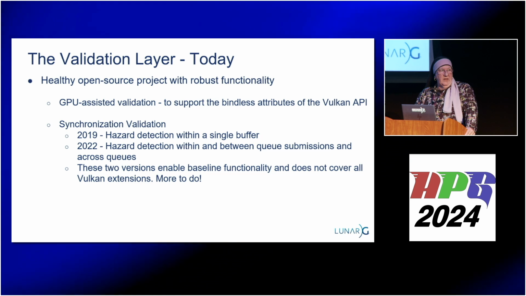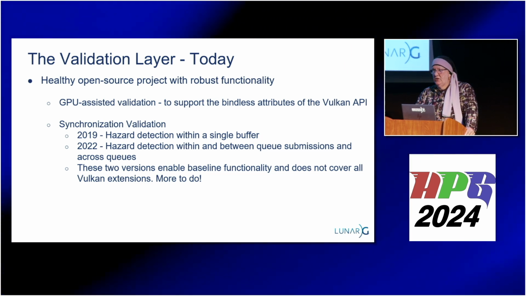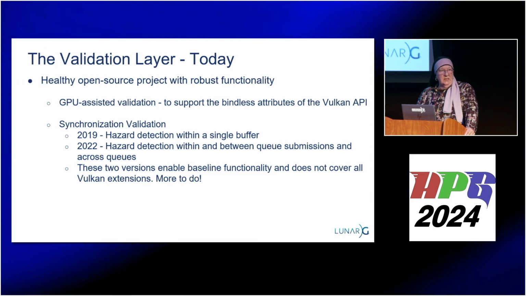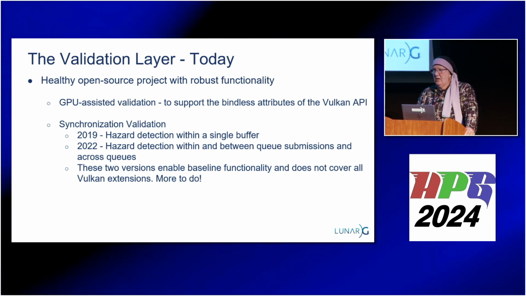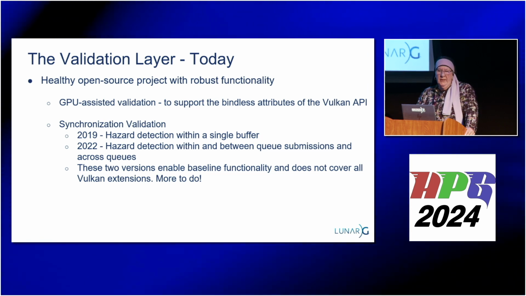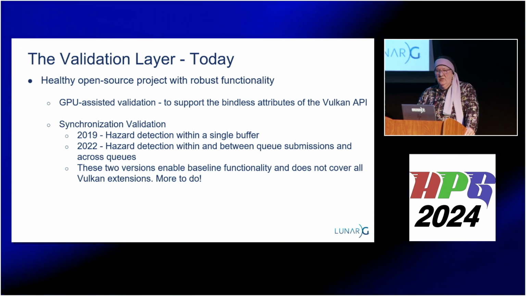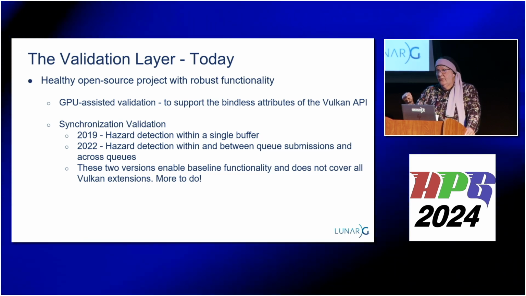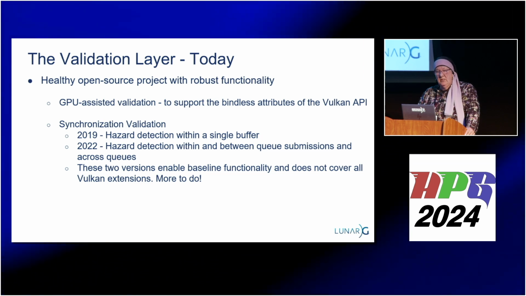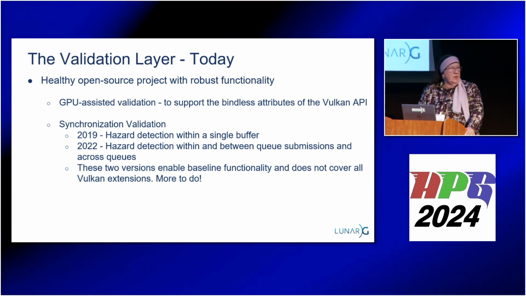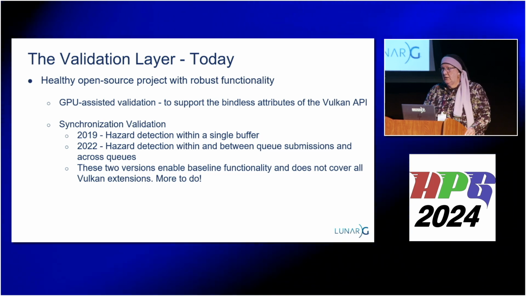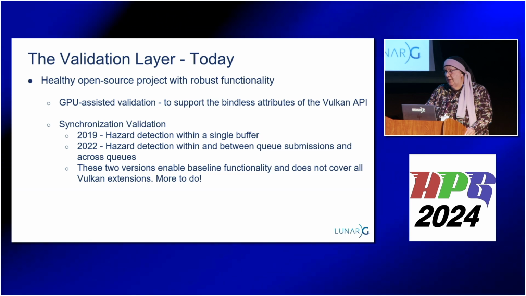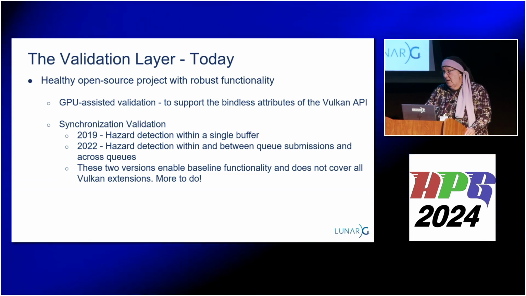The first launch of the validation layers had no synchronization validation. The Vulkan synchronization API was totally invalidated. We didn't release the first version of it until 2019, and that only detected hazards within a single buffer. Then in 2022, hazard detection within and between queue submissions and across queues was added. Let me tell you, the very first one, you think pretty simple, hazard detection within a single buffer. That was 18 man-months of effort. This stuff is hard to validate. Another 24 engineering months to do the release for 2022. And these are smart engineers that are working on this. It's not because we're incompetent.